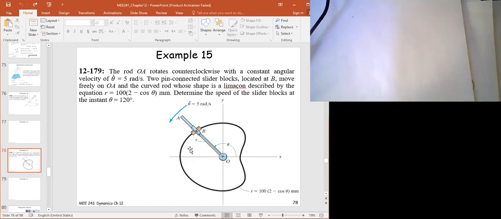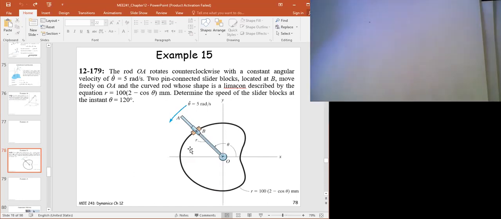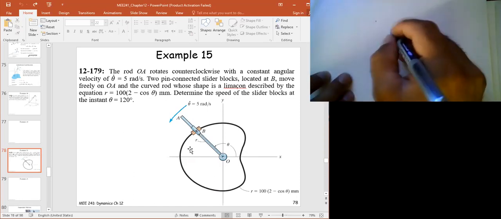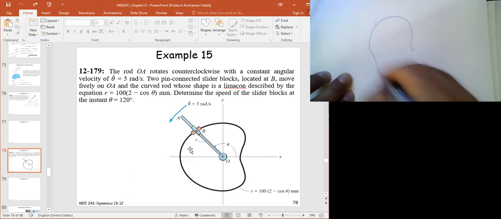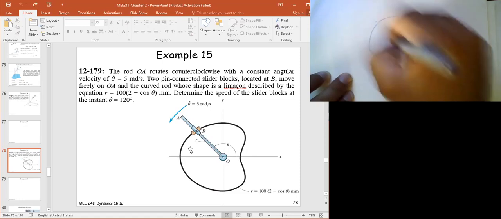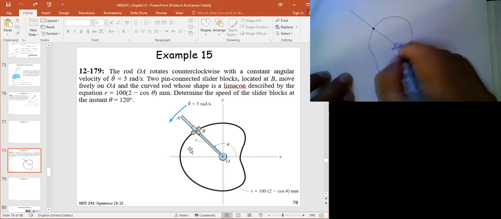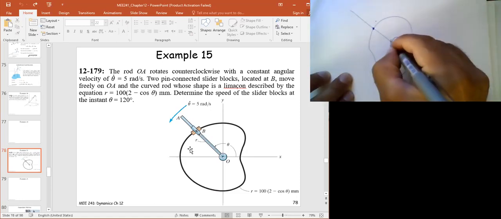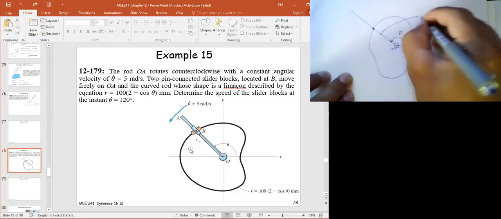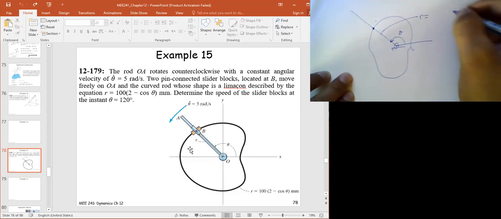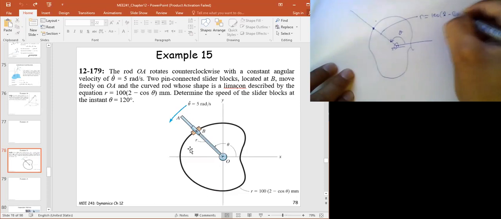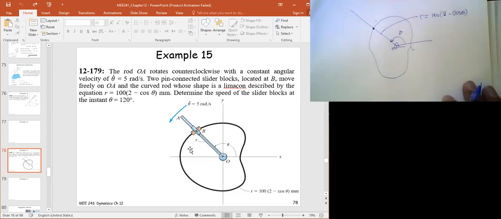Let me redraw this here. So this is what we have: this object, and then the slider, and theta is given like that. We know the length of R here. What is the length of R? It is equal to 100 multiplied by 2 minus cosine theta.